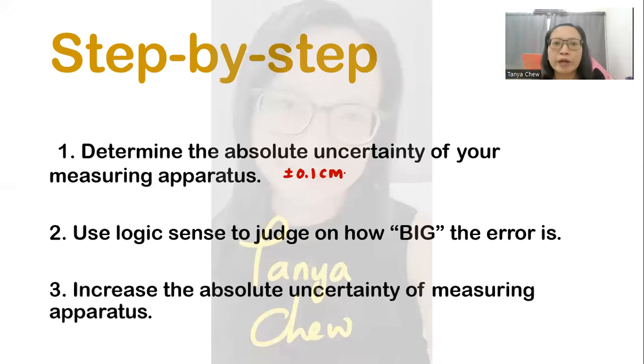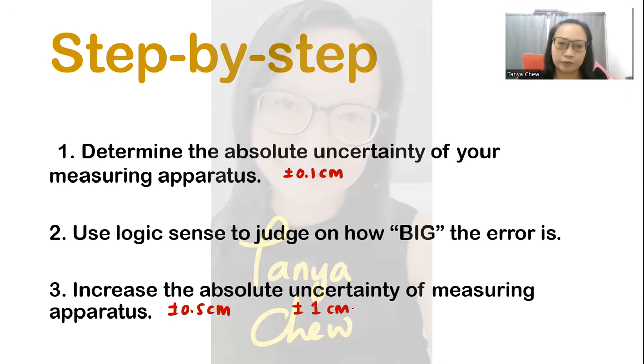So then increase the absolute uncertainty of the measuring apparatus. You cannot put it as 0.1 cm anymore. So you should increase it, maybe to 0.5 cm if you think that the error is not so large, or maybe 1 cm. Bear in mind, absolute uncertainty can only be in one significant figure, so that is why I put 1 cm. Maybe you should increase it to 0.5 or to 1 cm if you think that it is too large, depending on the surface in your lab as well, and depending on the ball that they gave you. So just use your logic sense and never put your absolute uncertainty as the smallest division of that apparatus.